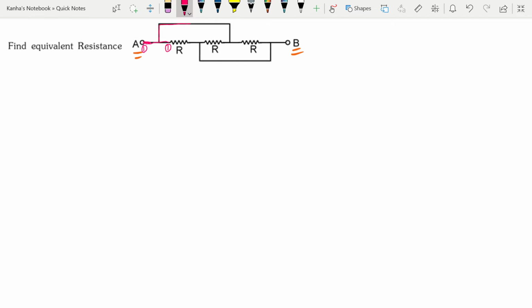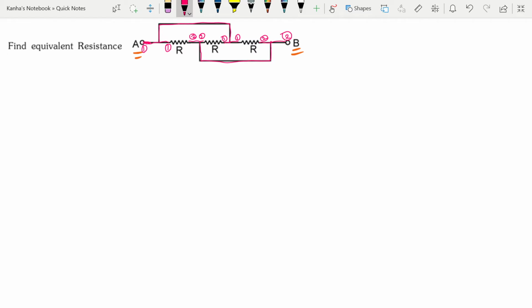Similarly, here there is no resistance. On both these ends there will be a potential 1. Okay. Similarly, I can give a potential 2 here. So 2 will be present here. Similarly, 2 will go from here to here, and 2 will be present here, and 2 will be present here.